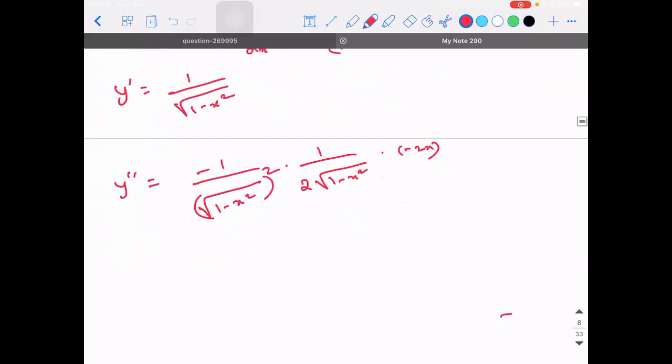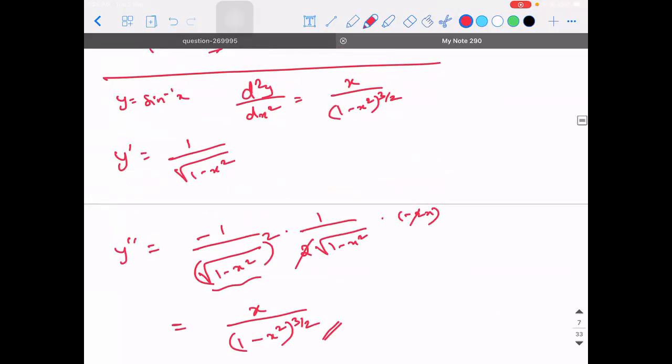Right. So 2 and 2 will get cancelled. Minus and minus will get multiplied. x divided by root of 1 minus x square, the whole square is 1 minus x square. 1 minus x square into root of 1 minus x square is 1 minus x square, the whole power 3 by 2. Is that what they're asking?